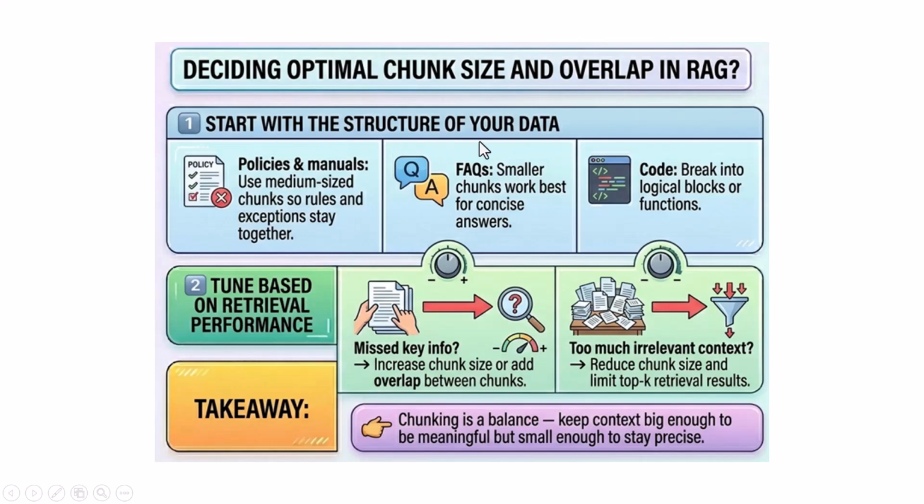Now let's understand how you decide the optimal chunk size and overlap in RAG. First, start with the structure of your data. If the data contains policies and manuals, then use medium-sized chunks so rules and exceptions stay together. If the data contains FAQs, using smaller chunks works best for concise answers. And for code, break into logical blocks or functions. Second, tune based on retrieval performance. That is, if the answers missed key information, then increase chunk size or add overlap between chunks. And if the model gets distracted by too much irrelevant context, then reduce chunk size and limit top K retrieval results. So the takeaway is: chunking is a balance. Keep context big enough to be meaningful, but small enough to stay precise.